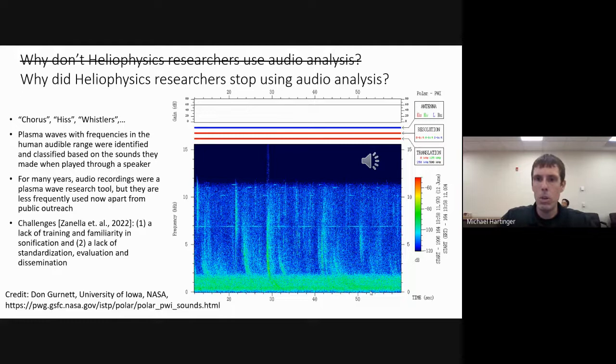And I'll play one example of that. This is from the Polar spacecraft measurement of a whistler wave. So again, just to warn you, I'm going to play a sound. I don't know how loud it's going to be on your speaker. Just be forewarned.